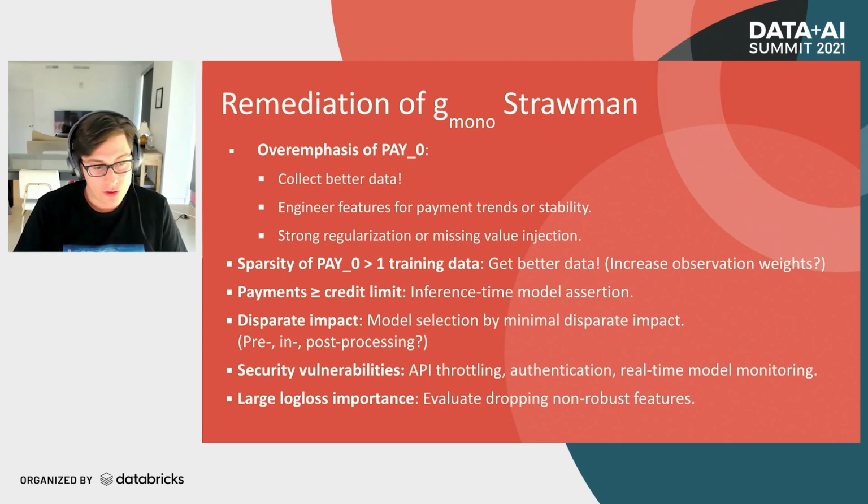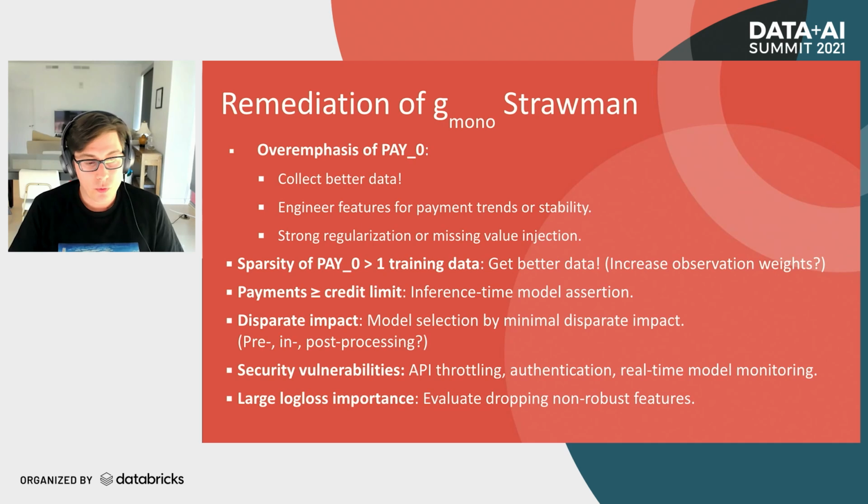Again, the sparsity problem. We needed more data. We needed people who defaulted. We needed more people who defaulted in the data to make better decisions about those people. It's a very common problem, but one that we shouldn't just brush off. Maybe we could have increased observation weights for those people above pay zero equals 1. Maybe that would have helped a little bit. Not sure.